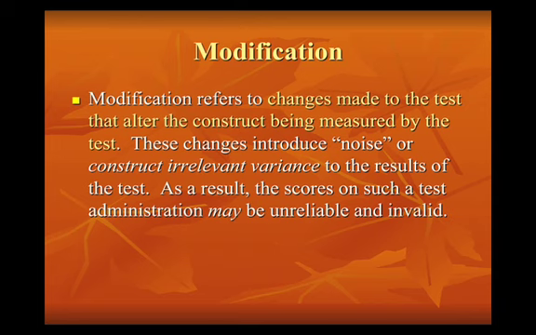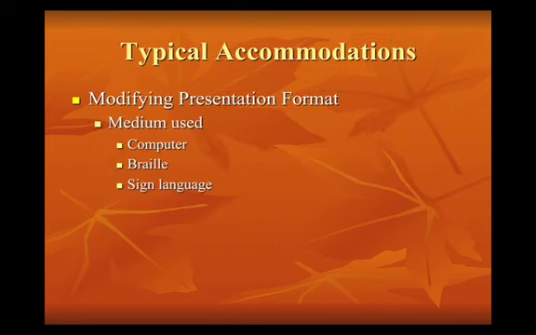So let's look at some typical kinds of accommodations. One of the most common is modifying the presentation format. We can modify the medium that we use. We can administer this on a computer, or these are infrequent accommodations, Braille and sign language. If you look at the proportion of kids who have visual and auditory disabilities in school, it's actually a very tiny fraction of the total.